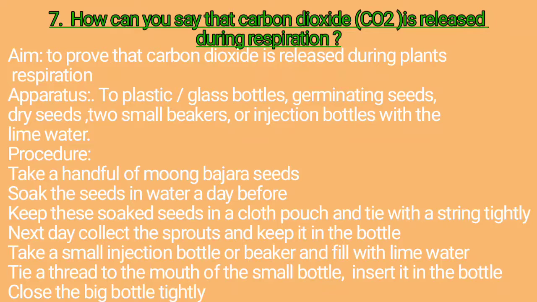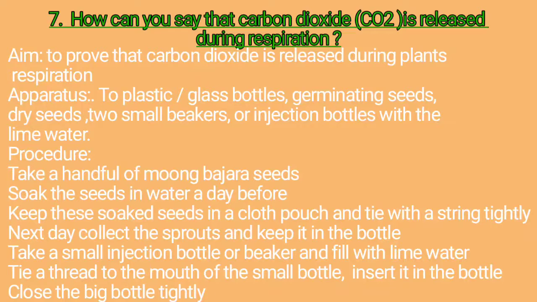How can you say that carbon dioxide is released during respiration? Aim: To prove that carbon dioxide is released during plants' respiration. Apparatus: two plastic glass bottles, germinating seeds, dry seeds, two small beakers or injection bottles with lime water. Procedure: Take a handful of moong or bajra seeds.